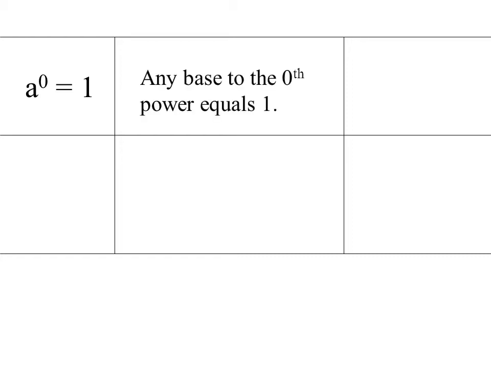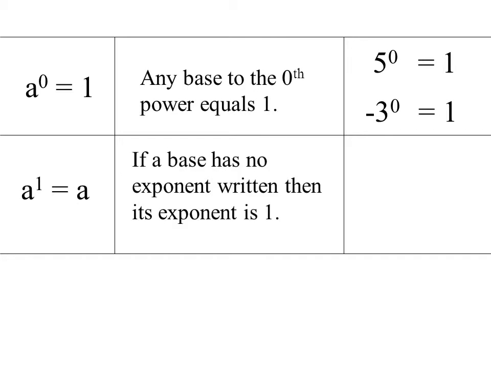Now, let's look at some more laws of exponents. A to the 0 power. Any base to the 0 power is going to equal 1. So 5 to the 0 power is going to equal 1. Negative 3 to the 0 power is going to equal 1. Any base to the first power is equal to that base. And remember, if a base has no exponent, there's an imaginary 1 there. It's just that base. So 5 to the first power is 5. Negative 3 to the first power, negative 3.